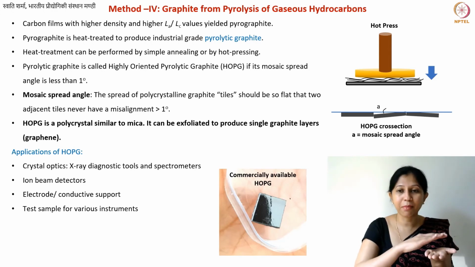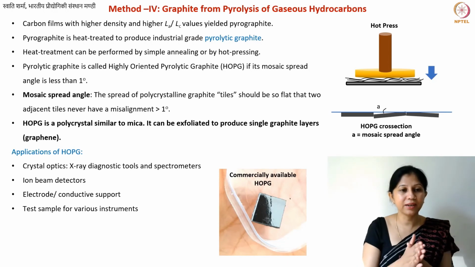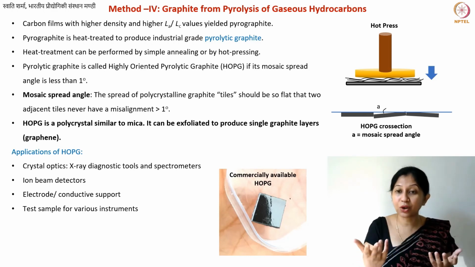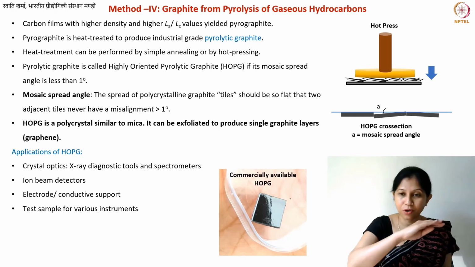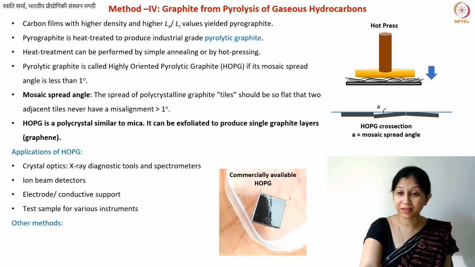So you can see that this is a mica-like material, a layered structure. And of course, this is also an interesting test sample for various instruments. So you have a lot of characterization instruments where, for example, when you want to calibrate your instrument for the angular spread, you can use HOPG, because these samples have very small angles. So if you want something very flat to calibrate certain parameters of your instrument, you can use HOPG, which is very frequently used as a test sample.